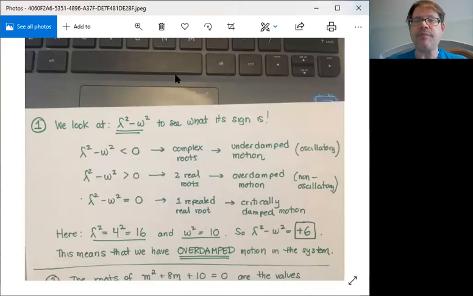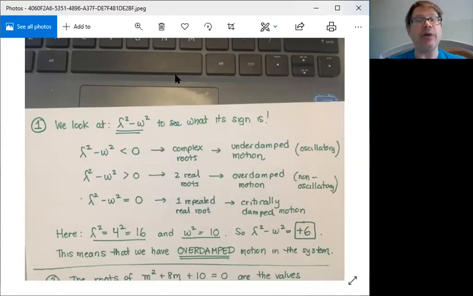We're going to take a look at lambda squared minus omega squared and see what the sign of that is. Remember, the 3 scenarios: lambda squared minus omega squared is essentially the discriminant of the radical in the quadratic formula. If that difference is negative, then we're going to end up with complex roots, and that means we're going to have an underdamped situation where we will have some oscillatory motion.